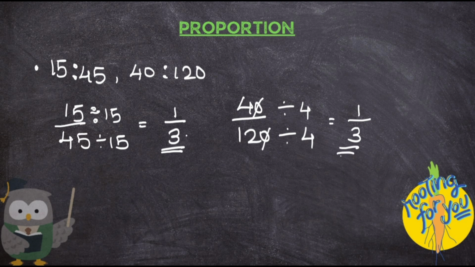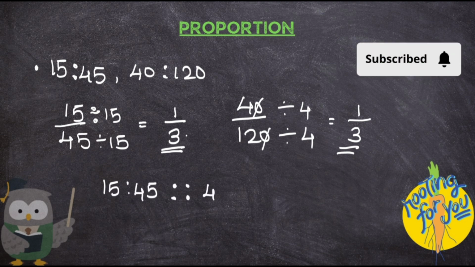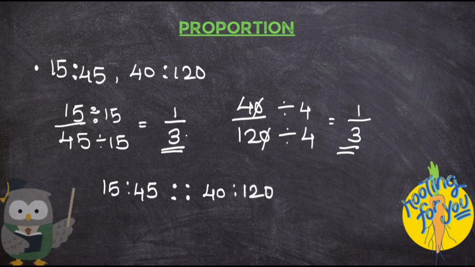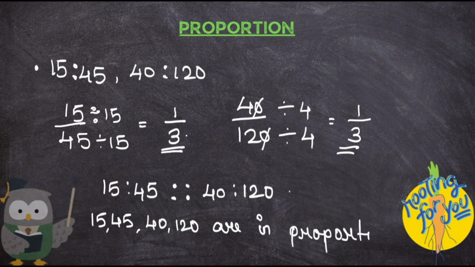So now what you observe, both are having 1 upon 3 as its simplest form. Okay, so what do you say over here? You will say that 15 is to 45 is proportional to 40 is to 120. And if you have to write it in words, you will write it as 15, 45, 40, 120 are in proportion. Okay, so this is how you solve the sums of proportion. I'll take one more question.